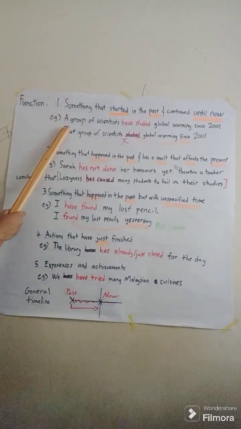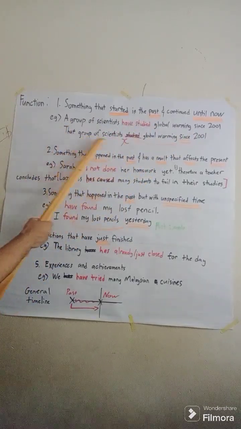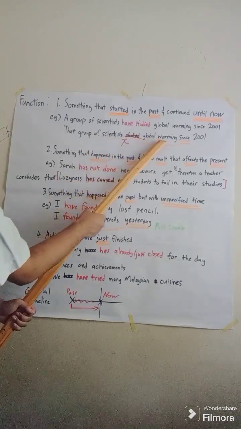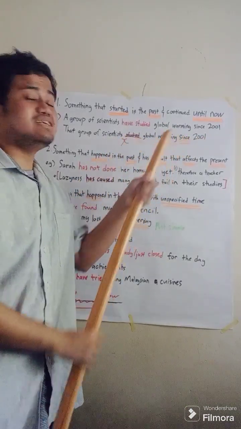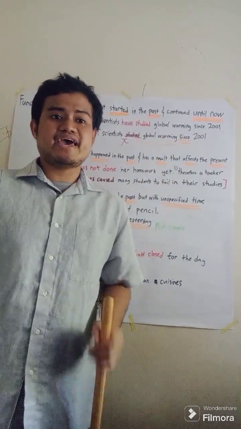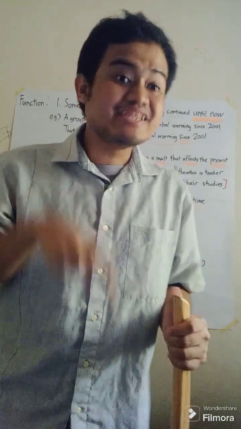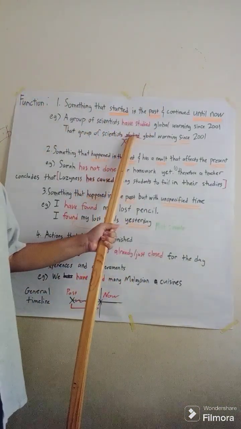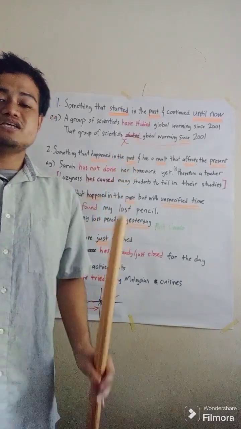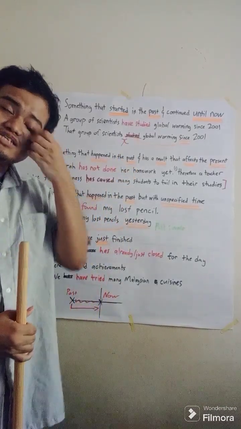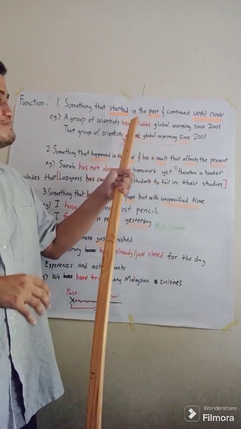So here, if you look down here, why is this sentence wrong? That group of scientists studied global warming since 2001. Because since here shows that it's something that happened in the past, but it also continues until now. So if we just put studied here without the verb to have in front, it just becomes past simple, and it's wrong.